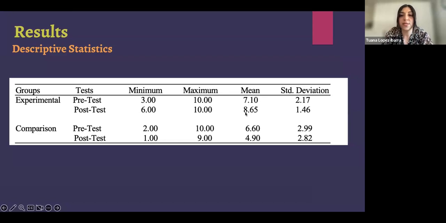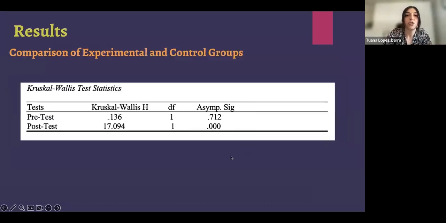And in the post-test, we see that the mean score of the experimental group was 8.6 and the comparison 4.9. So here we see that actually in the post-test, they were kind of different from each other, almost double actually. But now we will see if these numbers were statistically significant, like statistically different from each other actually. We see that as a mean score, they are different from each other, but is it statistically significant? So we ran a Kruskal-Wallis test as well.